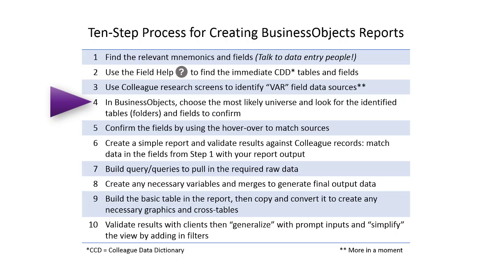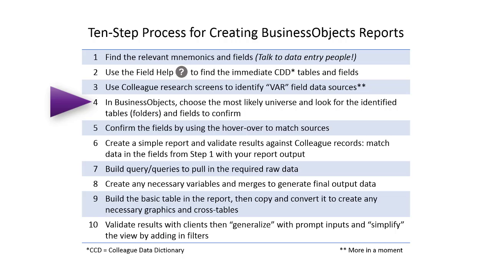At this point, step 4, we're temporarily done with Colleague and need to open up Business Objects. Our first choice is deciding which universe would most likely contain all of our data. In general, anything related to students, with the possible exception of financial aid details, can be found in the student universe. But other than that, you need to look around.